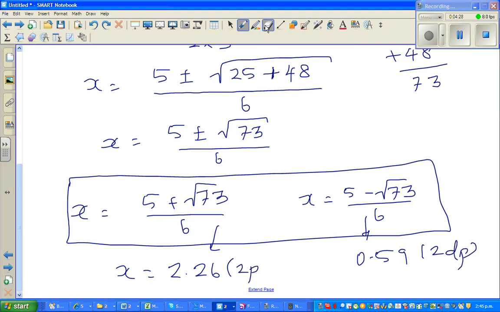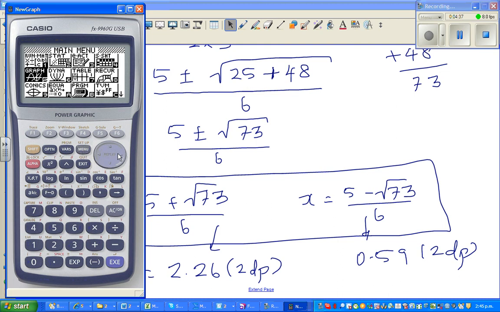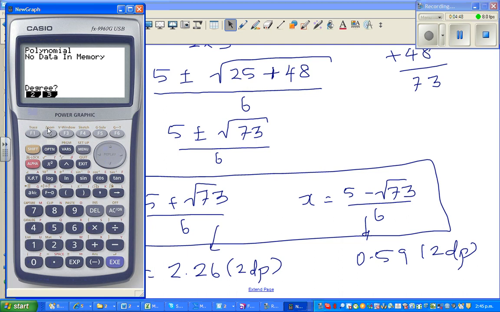Now, in exam, if you are allowed a graphic calculator, you can check this on a graphic calculator like this. Go to menu, go to equation. Where is my equation? Yeah, just scroll up. So this is my equation. Then you go to polynomial, and it's second degree. So your a was 3, b is negative 5, and c is negative 4. That's right, and then solve it. So this is 2.26 and negative 0.59.